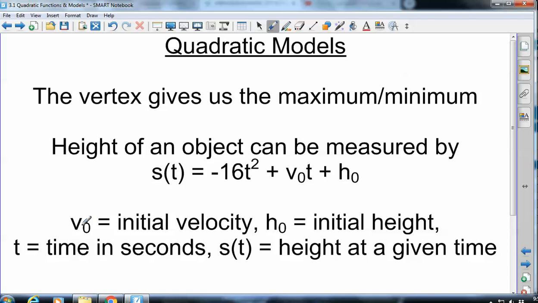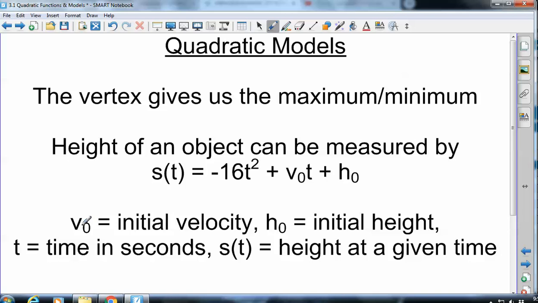Okay. Sometimes I may just ask you for a maximum or minimum point, and that is the vertex. And we have that nice opposite of b over 2a formula to find your vertex. We are going to sometimes be talking about height of an object, and we will be using this equation, so you need to write that down. I think I left that blank on your sheet.